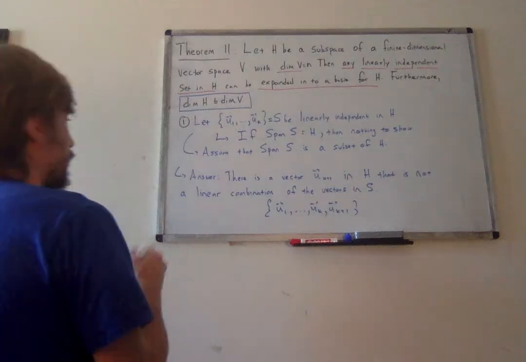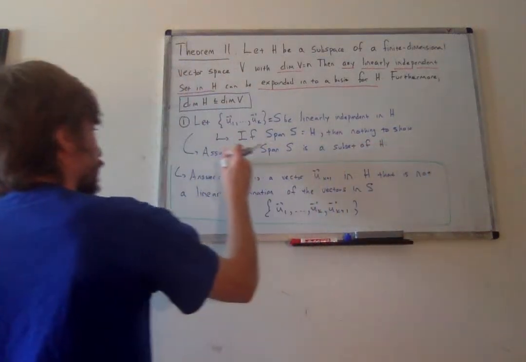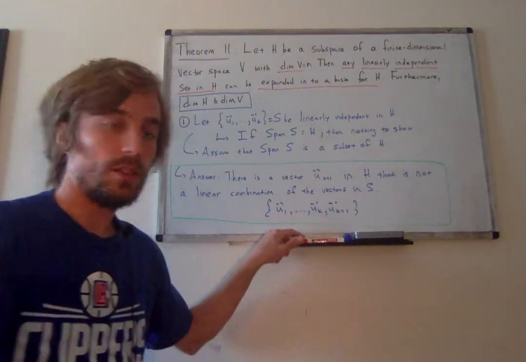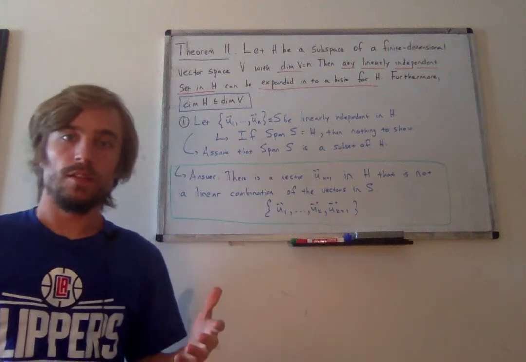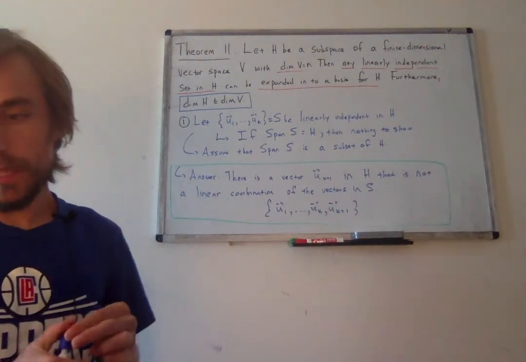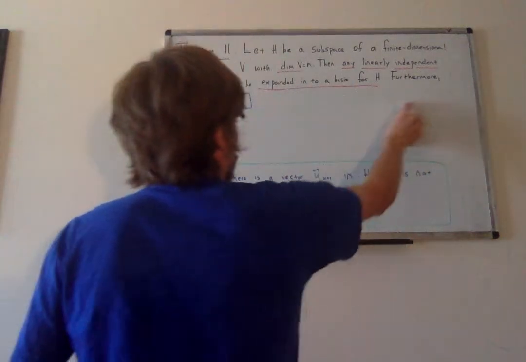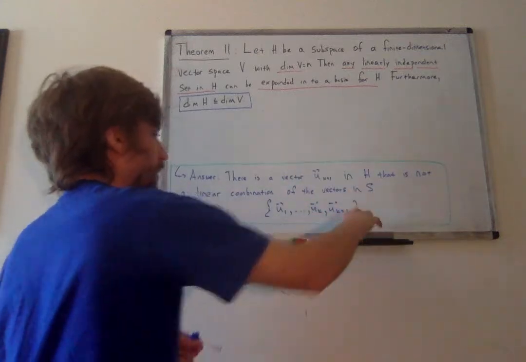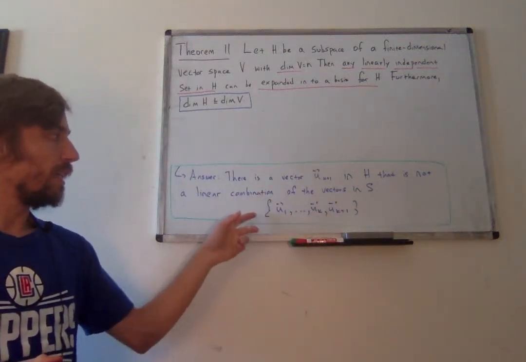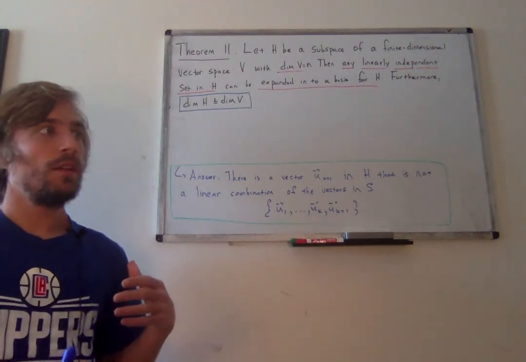So I'm going to keep this on the board because basically the way this proof goes is we're just going to continue to repeat this process of adding vectors to this set until we can't anymore. And so this will be basically the answer to 2. So what we did is, if the span of S was not equal to H, we found an extra vector we could add.